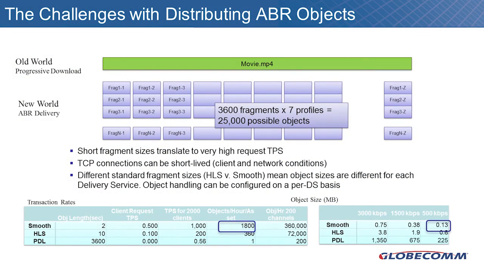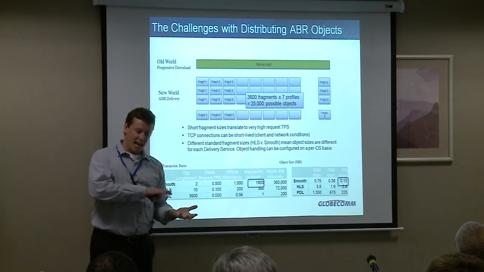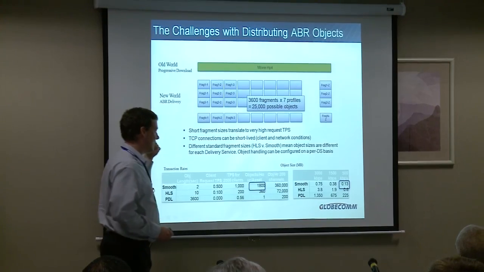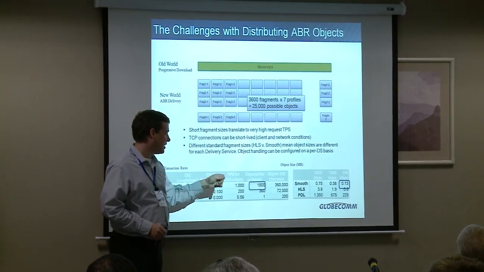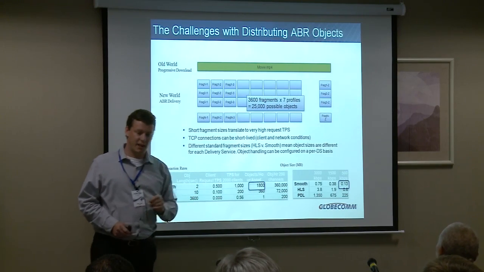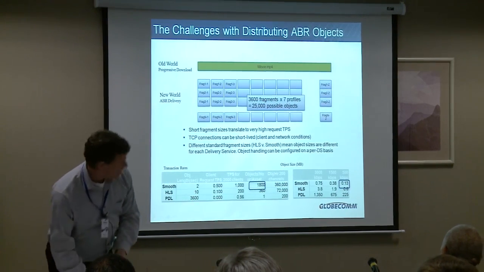So whereas an old progressive download, say a single movie, I end up with, for each of my different bit rates, each of my fragments, lots and lots of objects that need to be moved through the system. So the CDN from being loaded one way is now being loaded with a totally different type of traffic. So it now has to be very, very agile to these small fragments and very short-lived TCP connections.